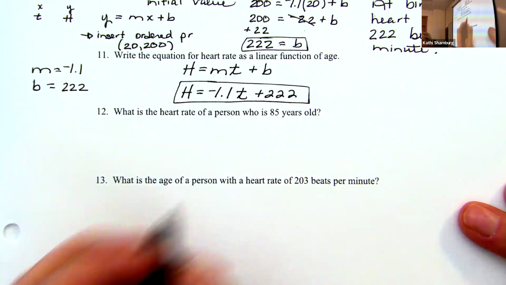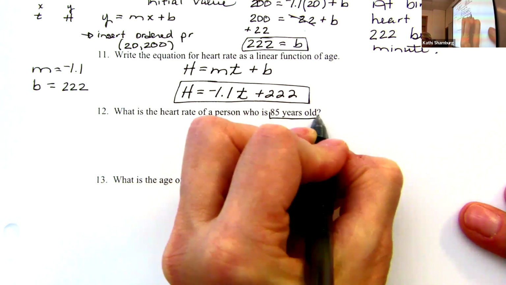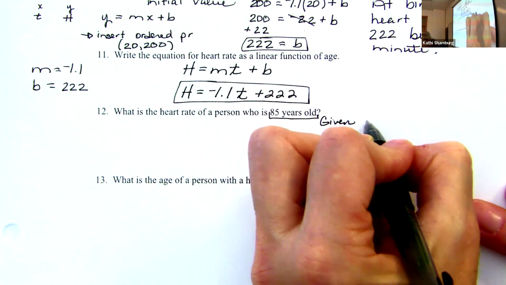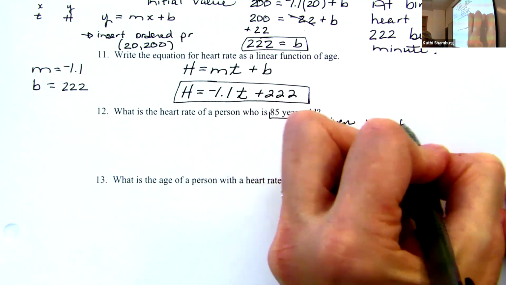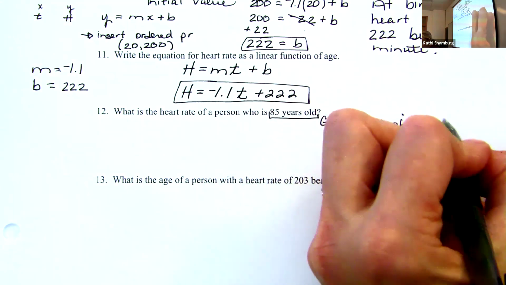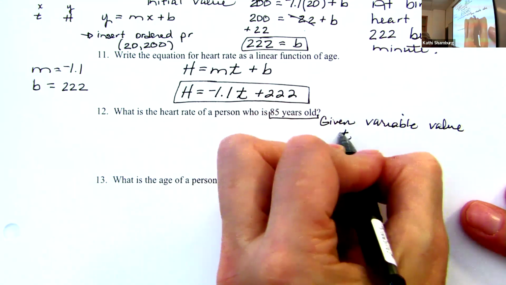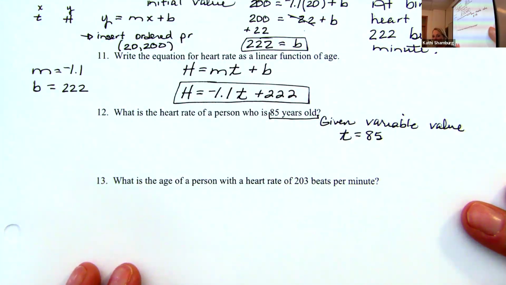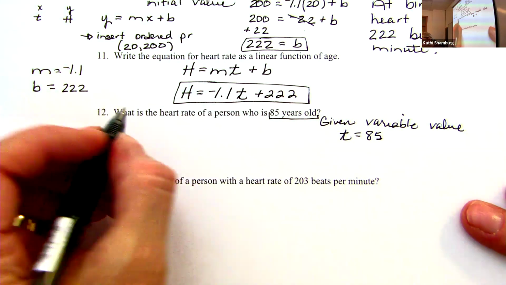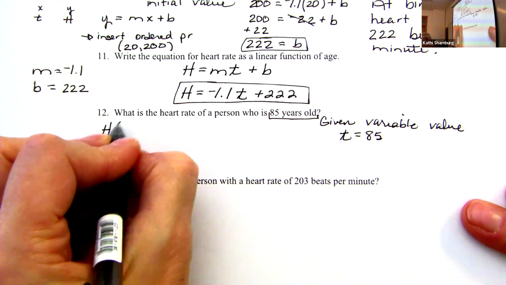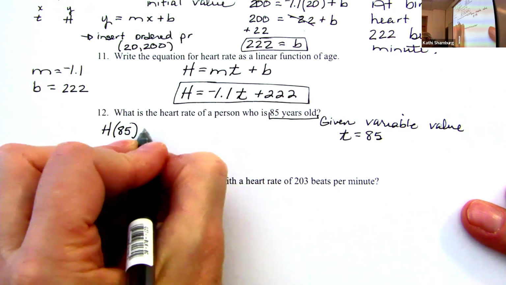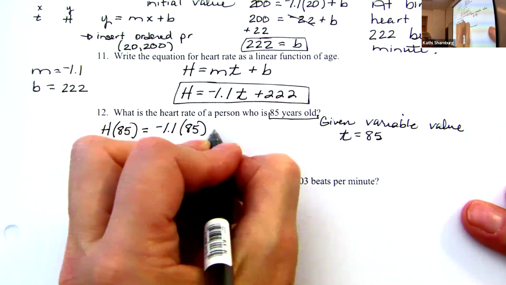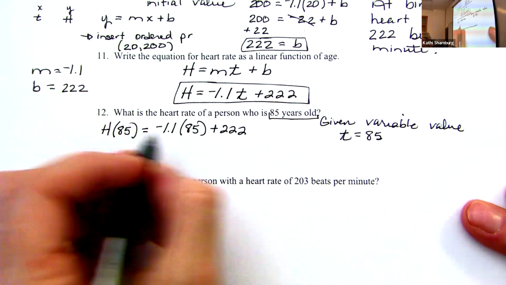What is the heart rate of a person who is 85 years old? What was given? My variable is t equals 85. How would I write that in functional notation? H of 85 equals negative 1.1 times 85 plus 222.